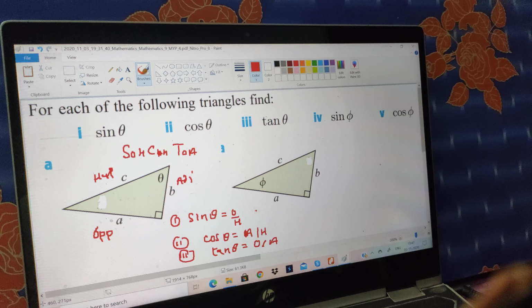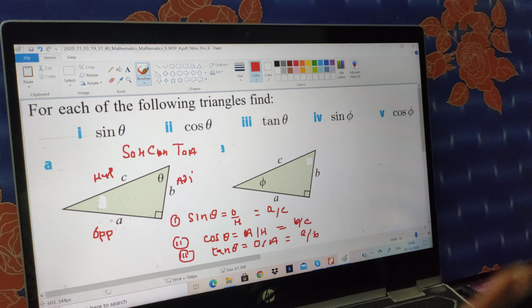So over here, in the first part, we have opposite upon hypotenuse. So opposite is A and hypotenuse is C in the first triangle. In the second part we have adjacent upon hypotenuse. So adjacent is B and hypotenuse is again C, and the last one is opposite upon adjacent. So opposite over here is again A and adjacent is B. So these are the answers for the first three parts.